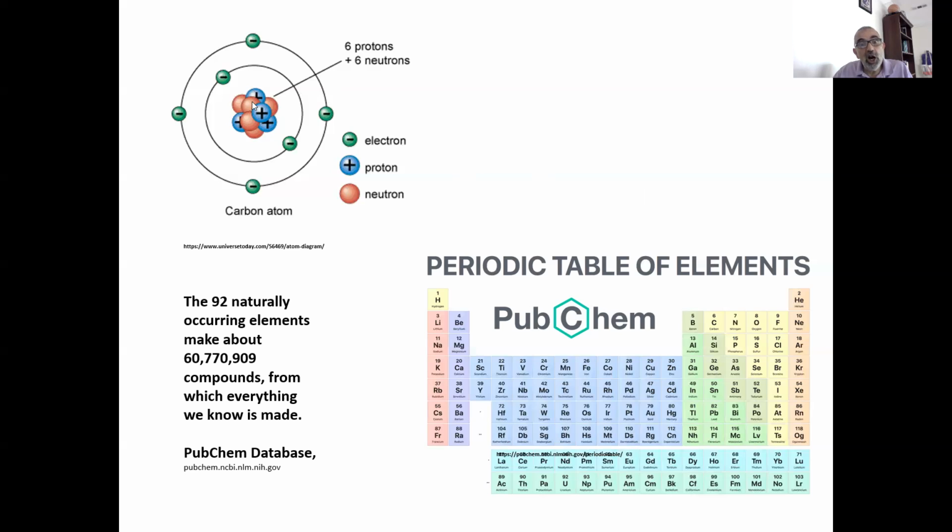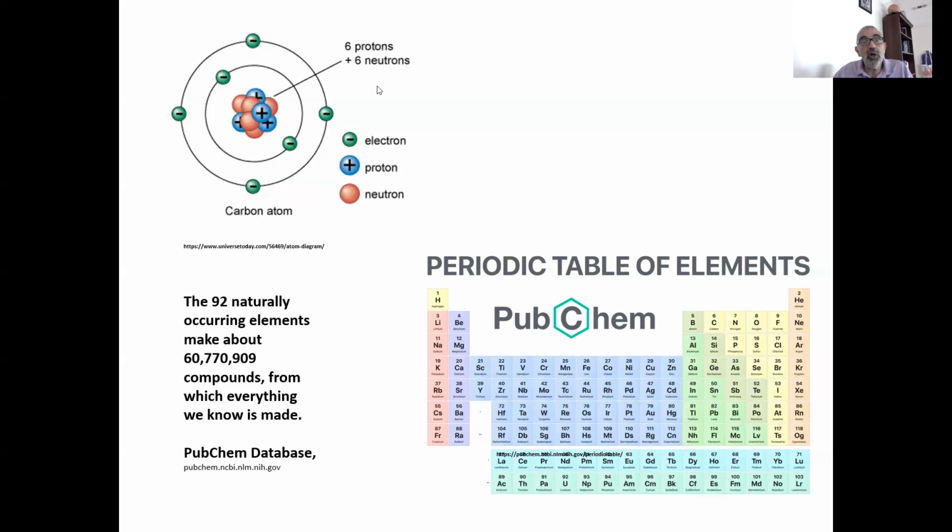So carbon, which is diagrammed here, has 6 protons. The most common form of carbon also has 6 neutrons. So it has a total of 12 nucleons, 12 particles in its nucleus, 6 protons and 6 neutrons, but its identity is determined by the 6 protons.